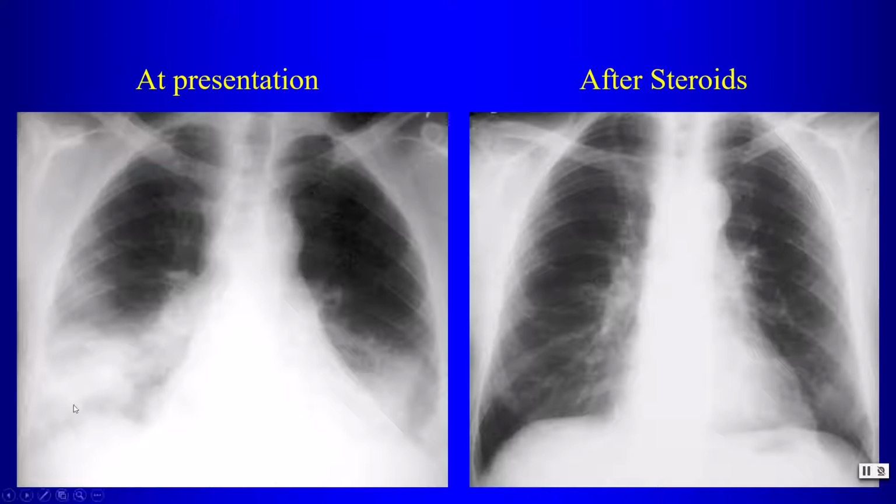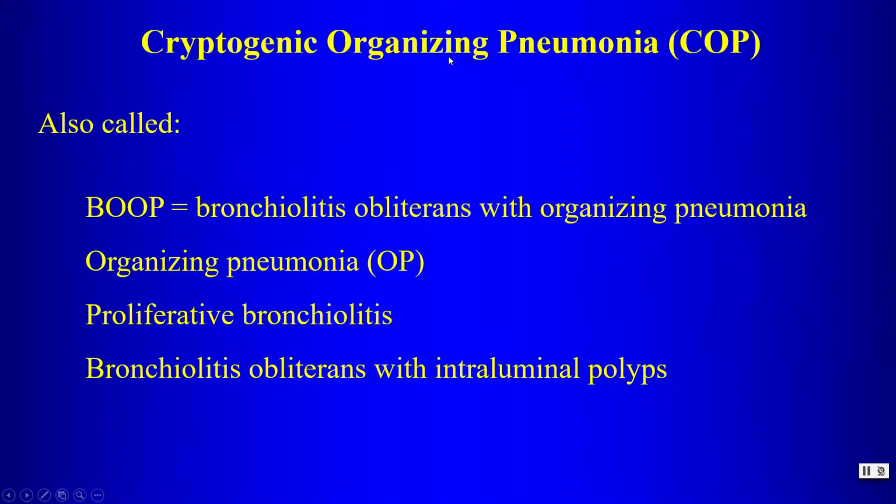So at presentation, we can see these consolidations here. Often these patients are treated for pneumonias, and pneumonia doesn't get better, necessitating CT scan. And after steroids, note the marked improvement in the radiograph. So here we are dealing with cryptogenic organizing pneumonia, originally called BOOP, but that term became very confusing, so hence the preferred term now, cryptogenic organizing pneumonia.